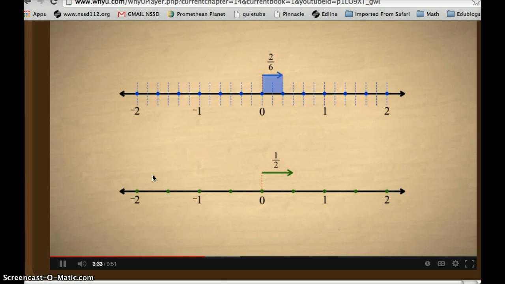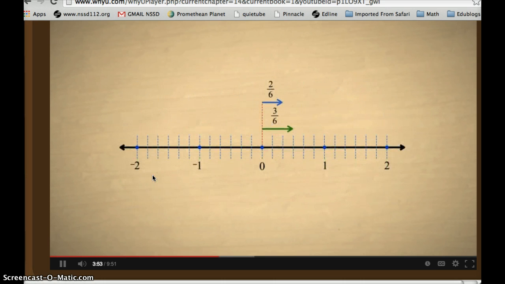Now if we split each unit on the bottom number line into thirds, each unit on the bottom line will also be divided into 6 equal pieces. The fraction 1/2 will be represented by 3 of these divisions, or 3/6.